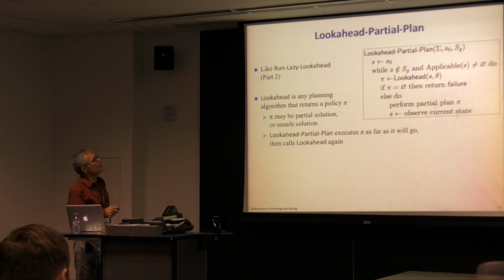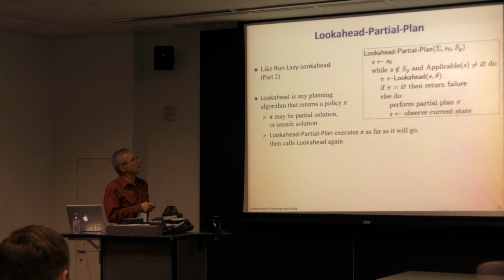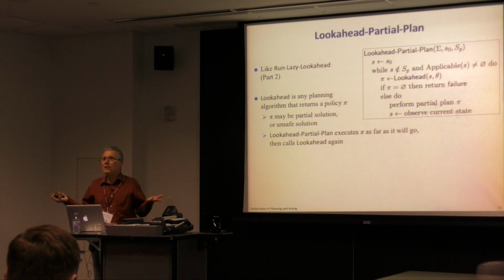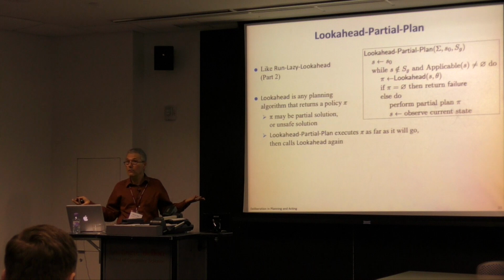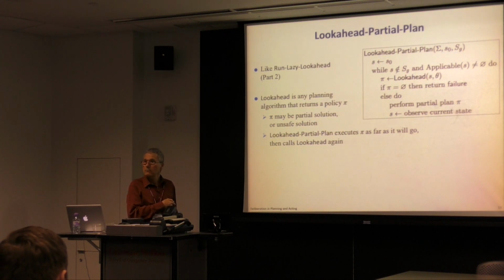So here we have an algorithm that looks like run lazy look ahead from part 2, except that it uses policies. It calls the look-ahead algorithm. The look-ahead algorithm returns a policy. If it's the empty policy, then you fail. Otherwise, you perform whatever the policy says to do until it stops telling you things to do. Basically, you keep going into states that are in the domain of the policy until you reach one that isn't, or until you reach a goal state. All right? If that happens, then you call the look-ahead algorithm again and keep going like that. Okay?